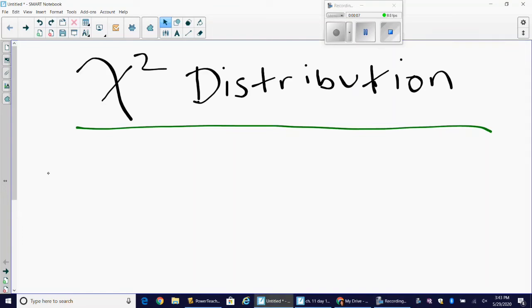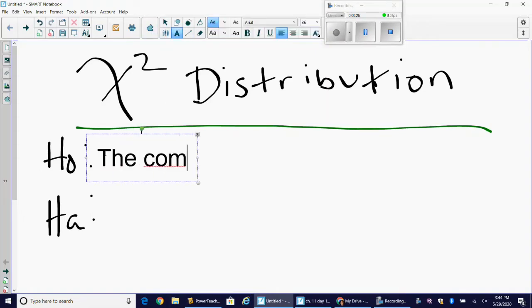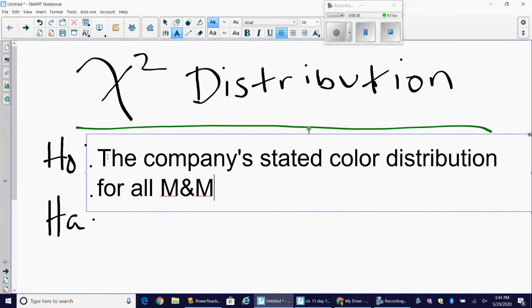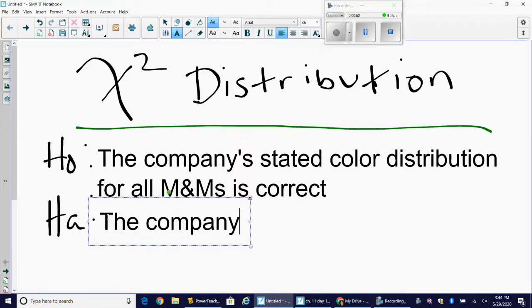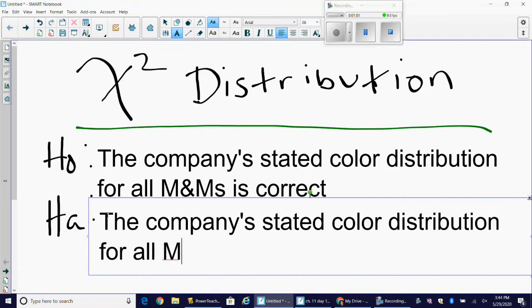So let's look at the chi-squared distribution. You're going to start with a null and an alternate hypothesis. Now your null hypothesis goes back to what we learned from all of our other significance tests. Null means no change. So the company's stated colored distribution for all M&Ms is correct. What they say is true. So the alternate claim is that the company's stated claim is not correct. Maybe there's a calibration malfunction in their machines.